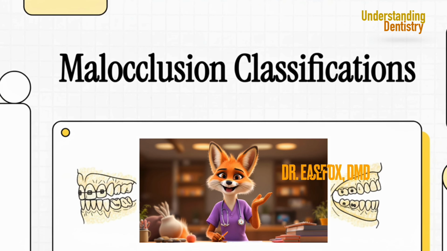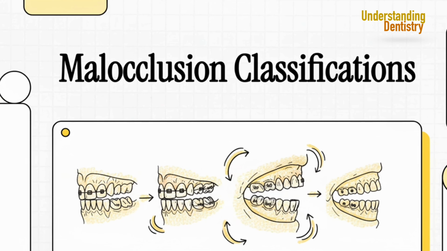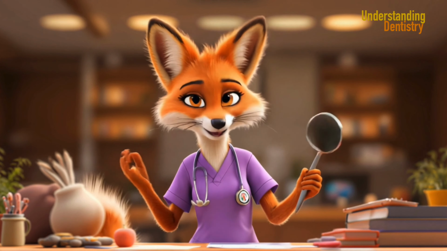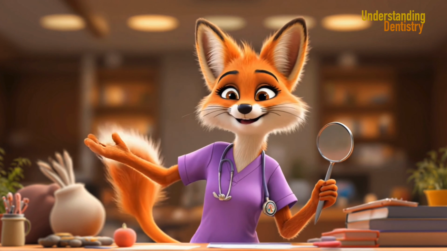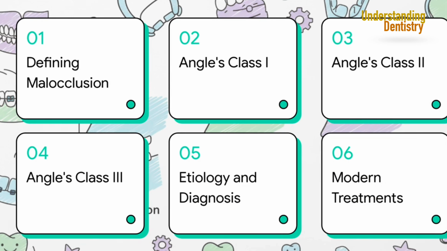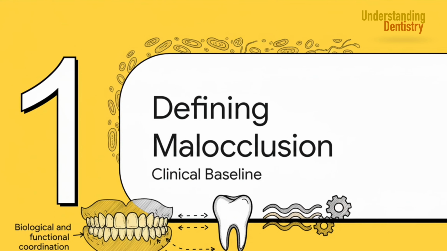All right, welcome everyone. In this explainer, we're going to do a deep dive into the fundamentals of malocclusion. We'll be focusing specifically on Angle's classifications, the system that really is the bedrock of how we diagnose in orthodontics. So, here's what we've got on the agenda. We're going to start with some basic definitions, then walk through each of Angle's classes one by one. After that, we'll get into the why and how, the etiology and diagnosis, and wrap up with a look at some modern treatment approaches.